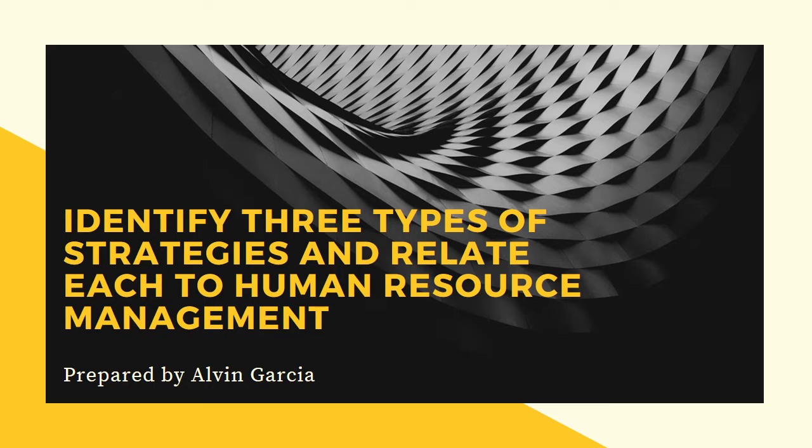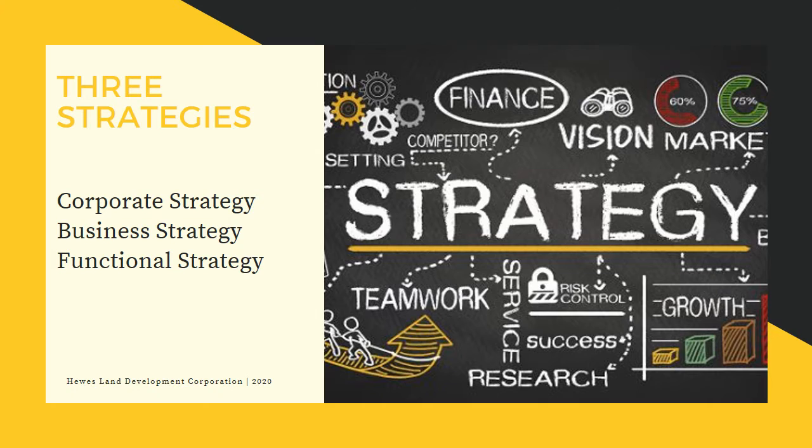And I am responsible to identify three types of strategies and relate each to human resource management. These three levels of strategy, corporate, business, and functional, form a hierarchy of strategy within large multidivisional corporations. In different corporations, the specific operation of the hierarchy of strategy might vary between top-down and bottom-up strategic planning.